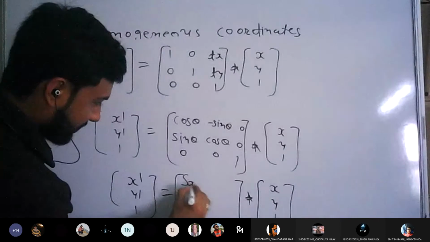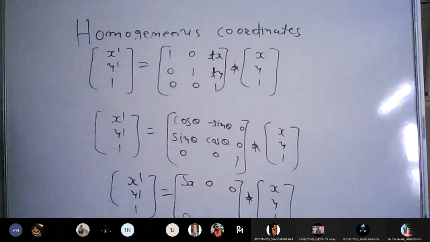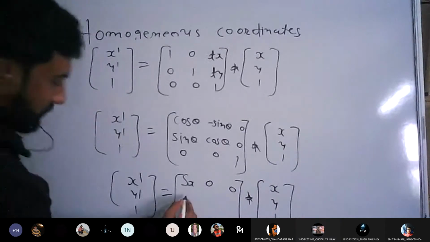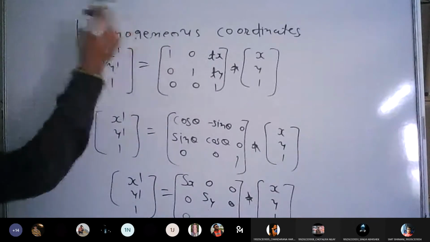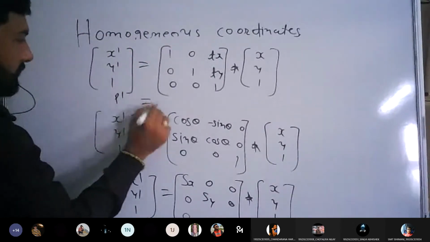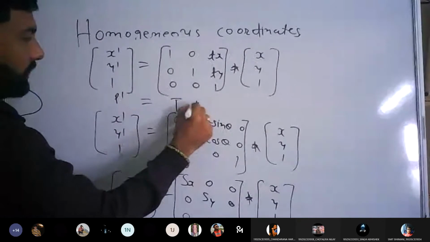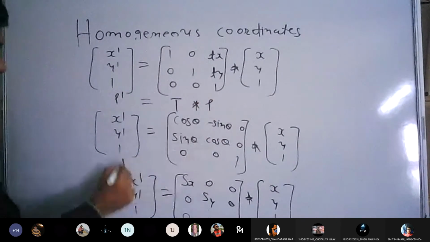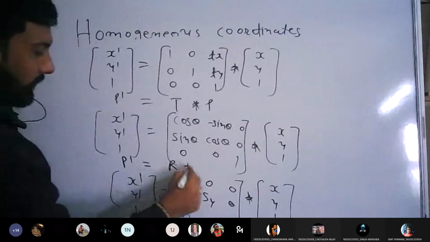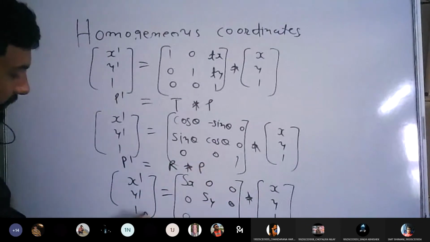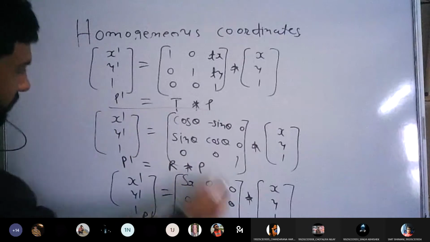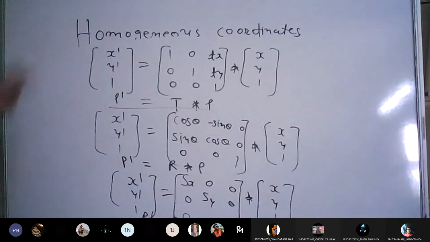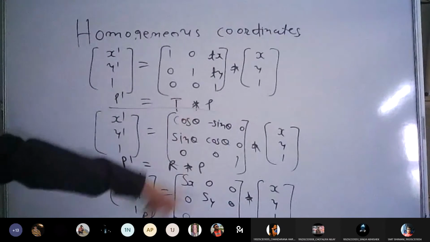Very good. This is sx 0 0. What about the middle row? 0 sy 0, and 0 0 1. Correct. So for translation, this is p' equal to T into p. For rotation, it is p' equal to R into p. For scaling, it is p' equal to S into p. Now you can go through all the equations and see that all the equations are in the same form. The form is multiplicative form.